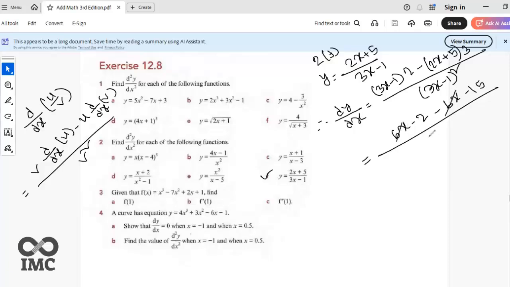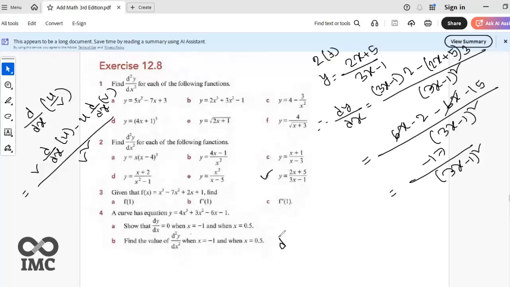After cancelling 6x and 6x, we will get minus 2 minus 15, which will be minus 17, over (3x minus 1) whole square. At last we can write minus 17 by (3x minus 1) whole square.